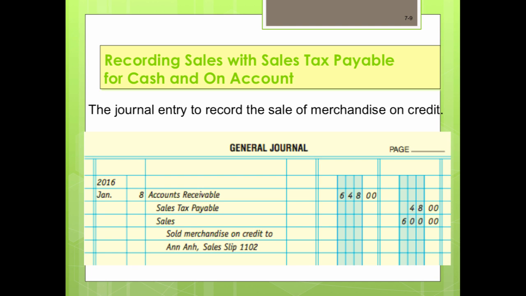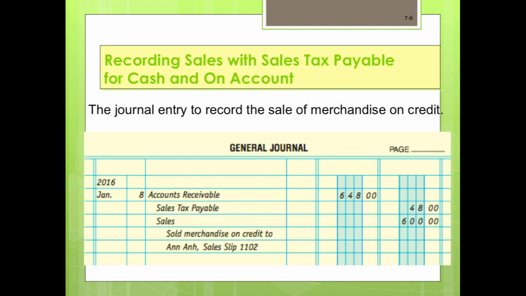In this case, whenever, if it's not mentioned, it's going to be 8%. So it's $600 times 8% equals $48 worth of tax. So the total amount billed would be $648. It will be $600 for the merchandise plus $48 for the sales tax.